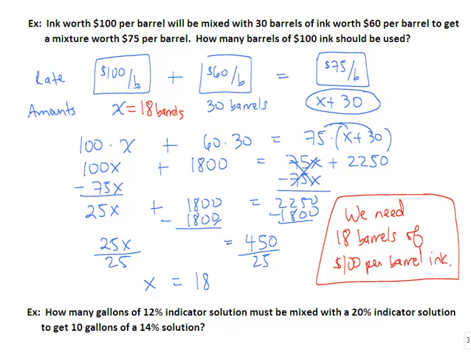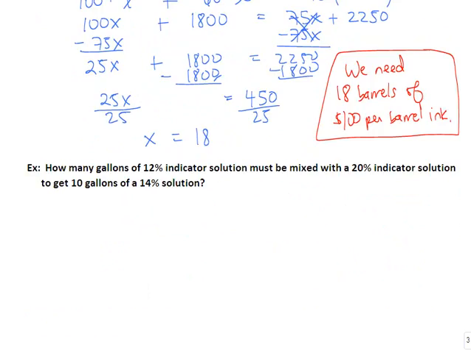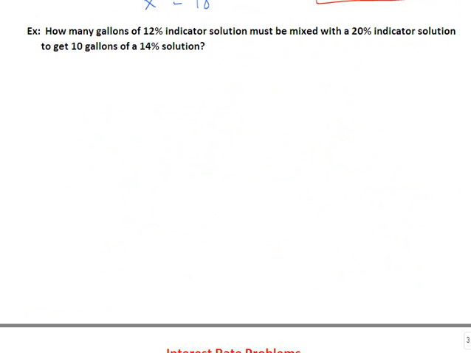Alright, let's try one more mixture problem. This is kind of like the first one we did. It says how many gallons of 12% indicator solution must be mixed with a 20% indicator solution to get 10 gallons of a 14% solution. So let's set up our 3 boxes again.